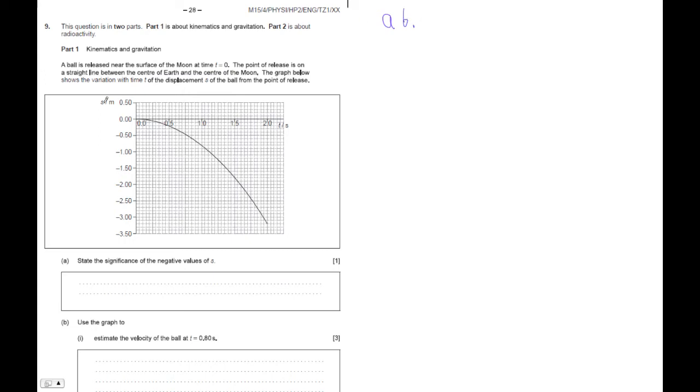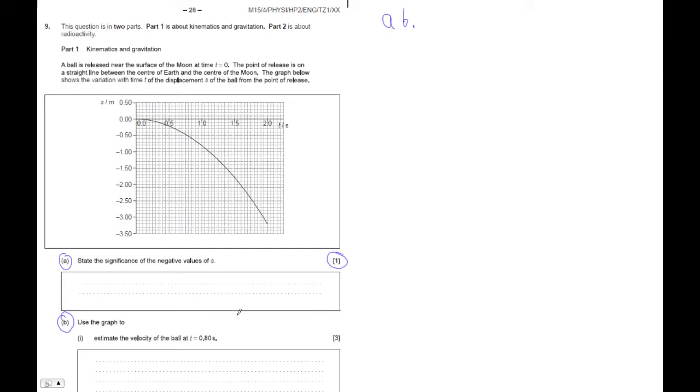In this video, let's look at part A and part B. A says, here's this graph, right? So they drop it on the moon. Here's this displacement. It's showing this object's falling, it's moving down. So state the significance of the negative values of S. What they're trying to get at is that down is negative, right? So see if you can explain that to them. It's only one mark, but there it is.